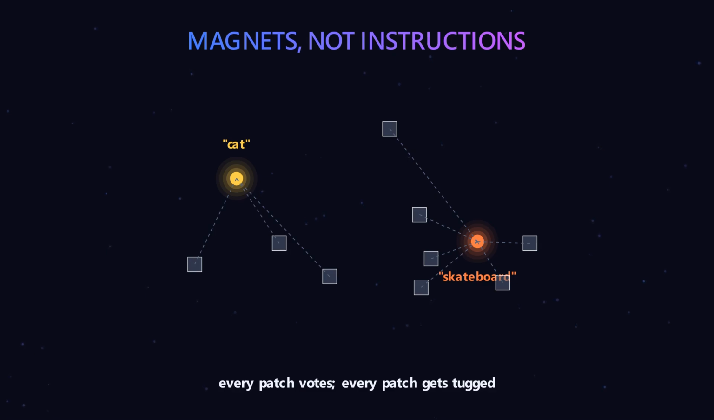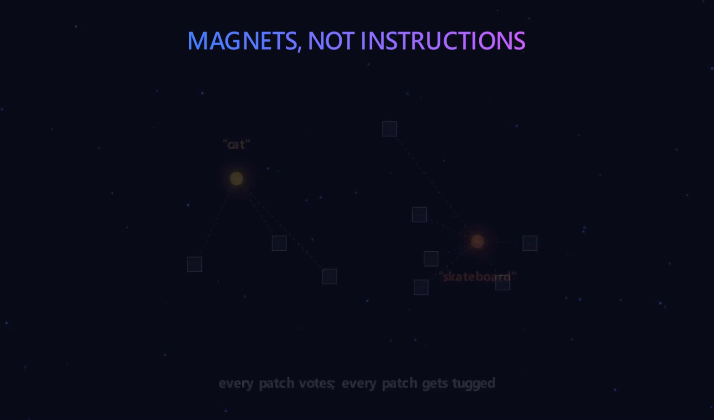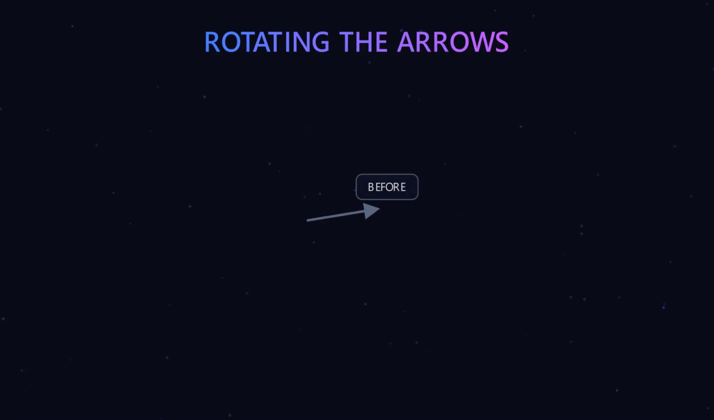Nothing is told what to draw. Every patch of static is simply nudged, dot product by dot product, toward the region of concept space its own noisy shape already half resembles. And this is the payoff for our vector field picture.